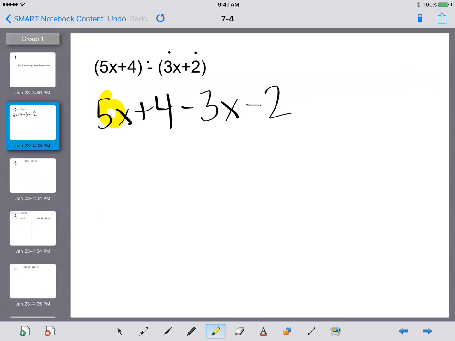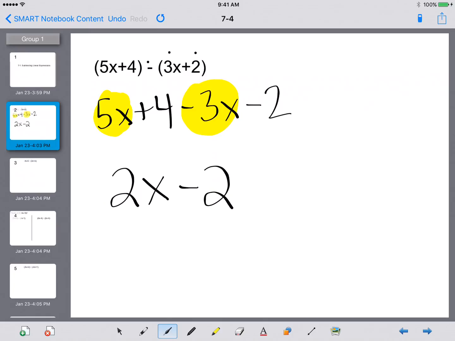Then all you have to do is go, okay, we got a 5x and a minus 3x, and then 4 and minus 2. So combining 5x with means adding negative 3x. That becomes 2x because 5 minus 3 is 2, and our x stays with it. Then we have positive 4 and negative 2. So positive 4 plus negative 2 is minus 2. We no longer have any like terms, so that is our answer.